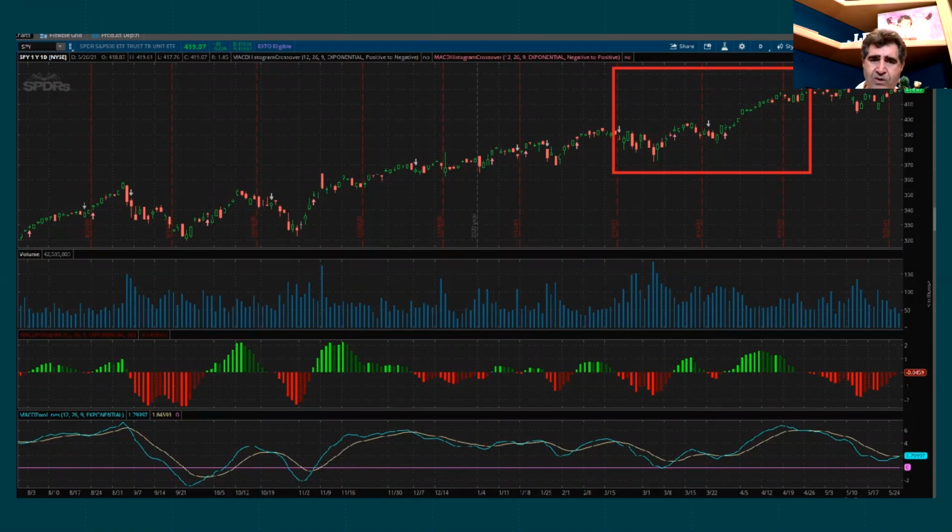Now, the most traditional way, or the best way to get in with more assurance and complete confirmation, is when your histogram has changed color and gone from red to green, but also your signal line, they've gone above zero. When it's down here, that means the trend is still negative. So there's still a bearish trend.